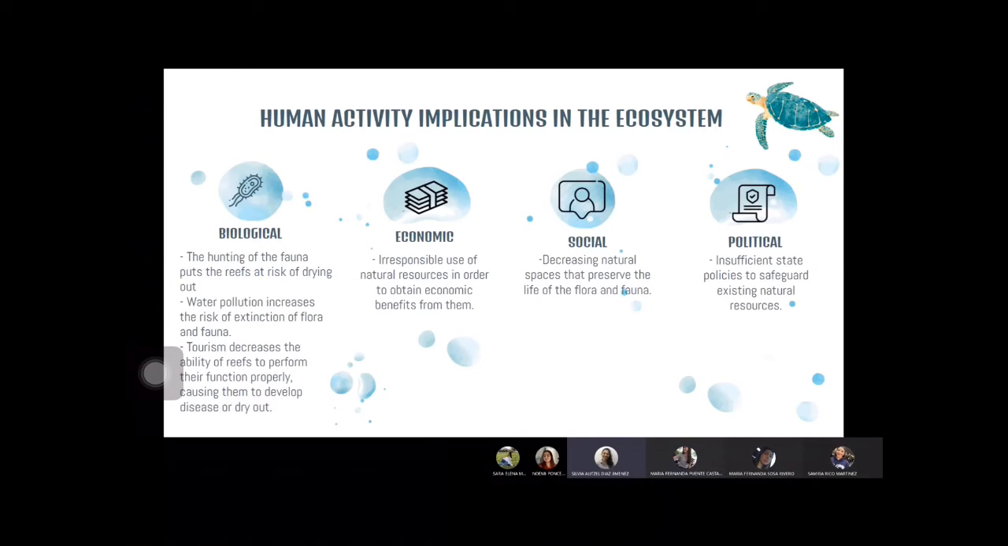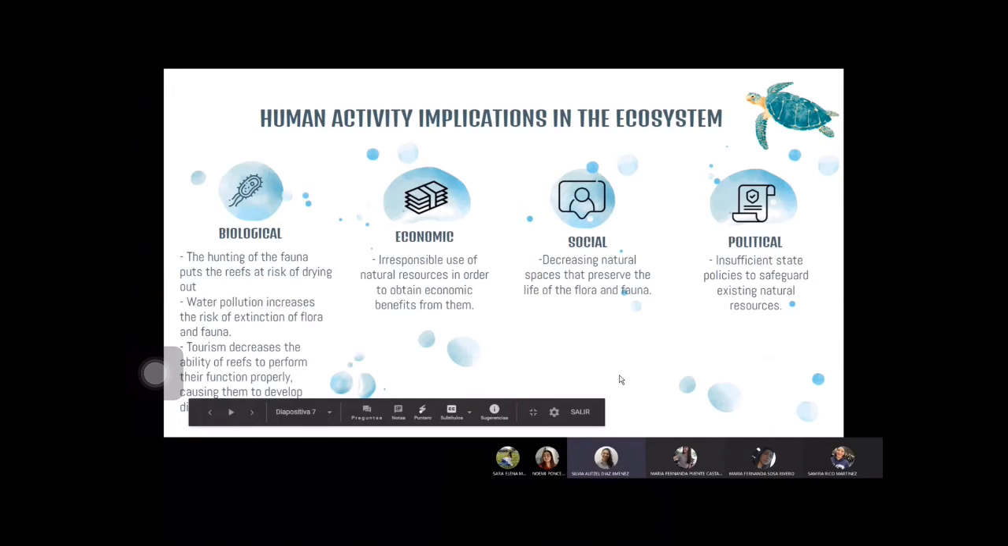Here are some implications of human activity on the ecosystem. The biological implications are that hunting puts at risk the coral reefs, which leads to drying them out or making them sick. The other implication is that water pollution increases the risk of extinction of all the animals or the coral reef itself, and tourism decreases the ability of reefs to perform their proper function, which leads them to dry out.